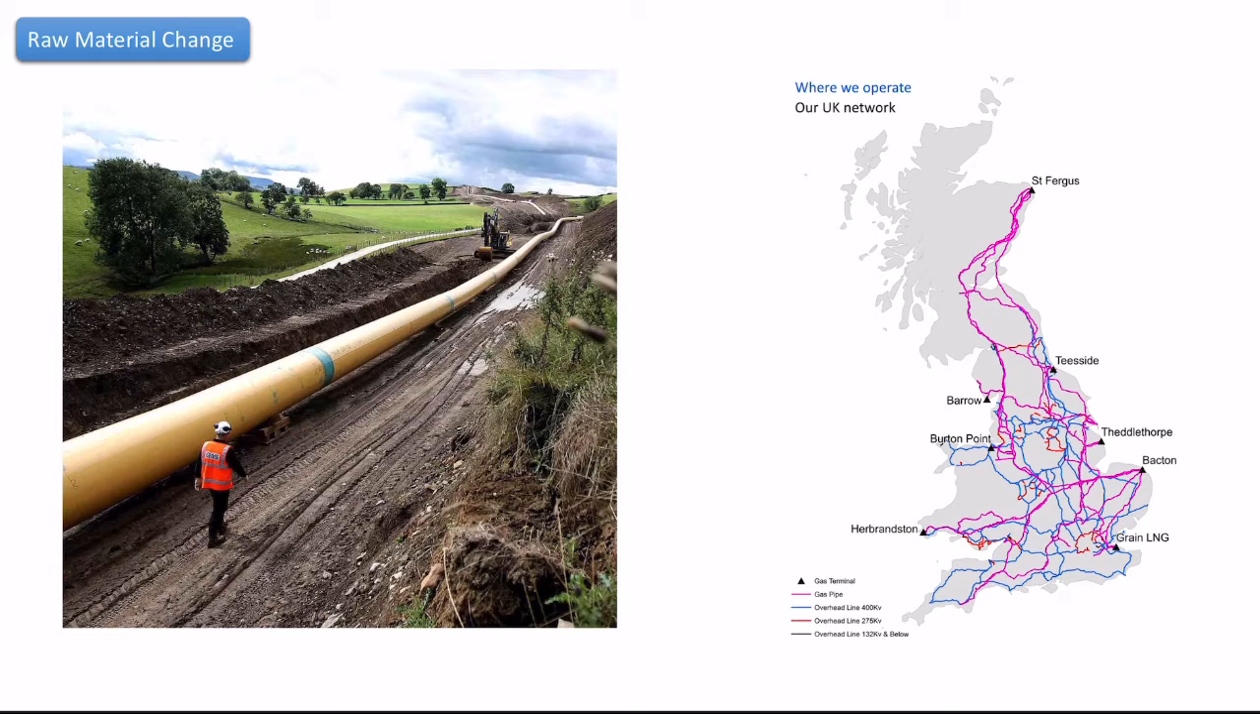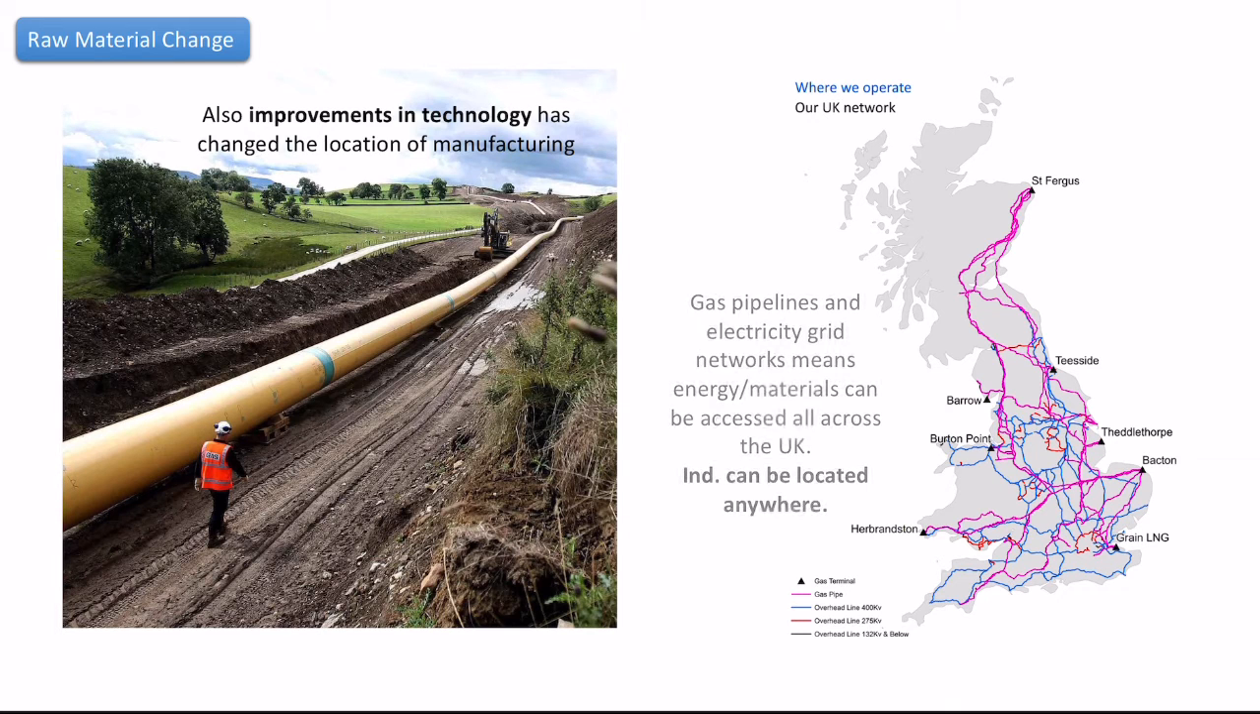We also see changes in terms of location of manufacturing due to technological changes. So here we've got a massive gas pipeline being installed in the UK, and we've also seen the advance in electricity grids, which means that I don't have to be right next to the resources to be able to set up an industry anymore. I can be anywhere in the UK, and that means I have lots more freedom to put my industry wherever the location factors are more suitable, which therefore changes the amount of people that are employed in those sectors in different parts of the country. So we see regional changes potentially happening over time.